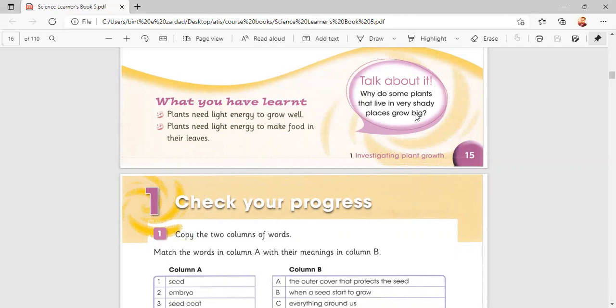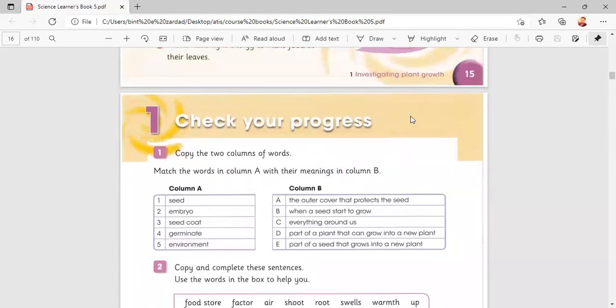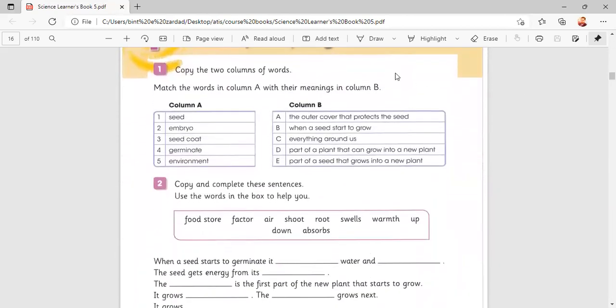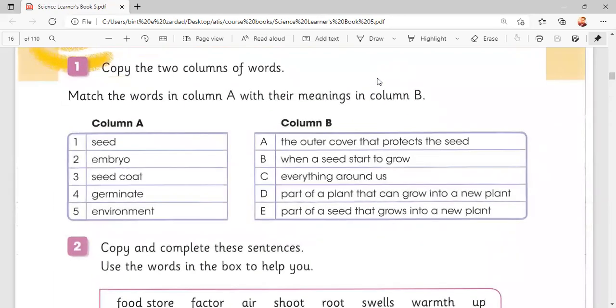After this, we have Check your progress, the last lesson for unit 1. Match the word in column A with the meaning in column B. Seed. There are 5 options. Seed coat: the outer cover that protects the seed.